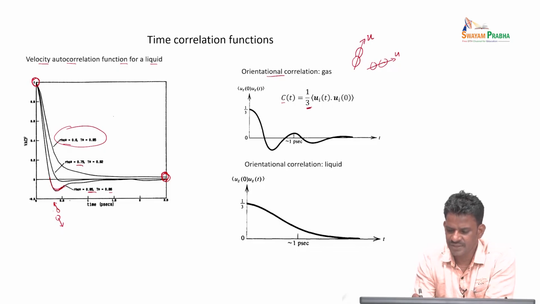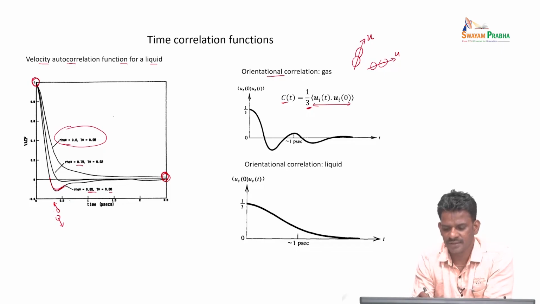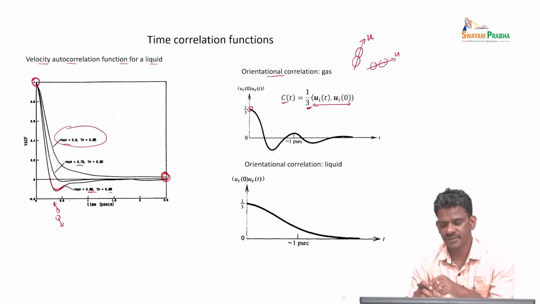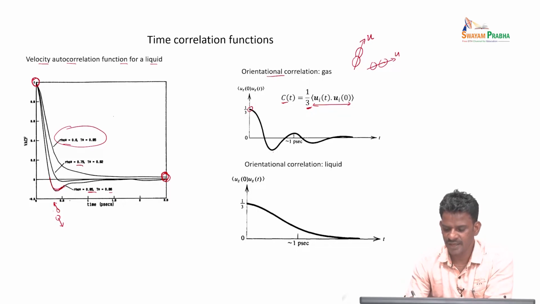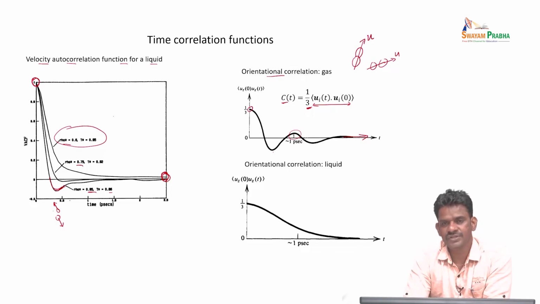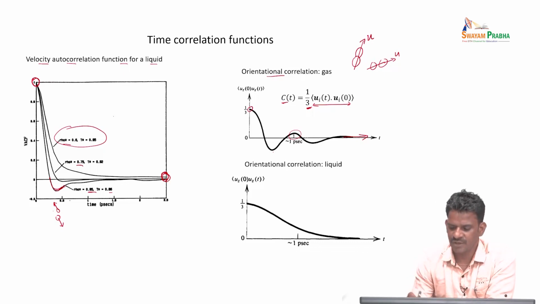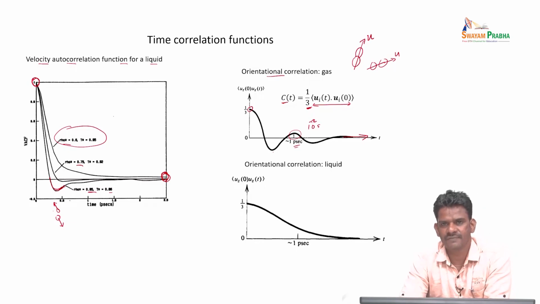You can see that this value starts with 1 by 3 because the C of t itself is defined with respect to 1 by 3, whereas this value itself will be only 1 at the starting time, and then it has a positive correlation and then goes to negative values. That means the directions are opposite, the orientations are opposite, and then again there is a certain time at which it becomes correlated again, and then becomes an oscillatory behavior, eventually leading to 0 value at a long time. So in about a picosecond time scale, that is 10 power minus 12 seconds, the correlations kind of vanish.